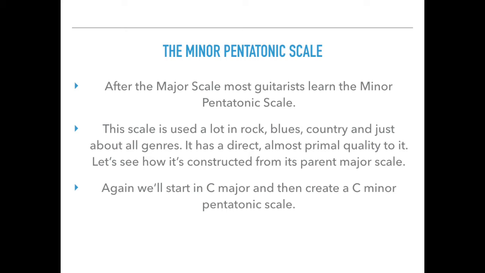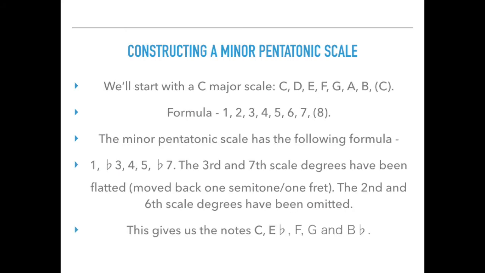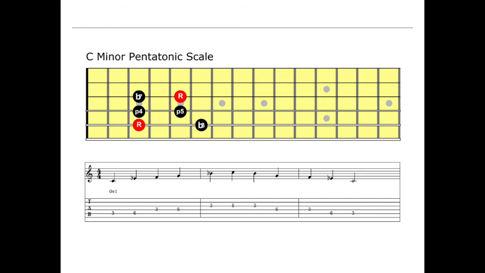We'll start in C major, and then we'll create the C minor pentatonic scale. So there we are, there's C major, C going through to C, formula 1, 2, 3, 4, 5, 6, 7. The minor pentatonic scale has the formula 1, flat 3, 4, 5, flat 7. So you can see the third and the seventh degree have been flattened, i.e. moved back a semitone or one fret, and the second and sixth scale degrees have been omitted. That's going to give you the notes C, E flat, F, G and B flat. And here it is as a scale diagram, just one octave, with the tab beneath it.